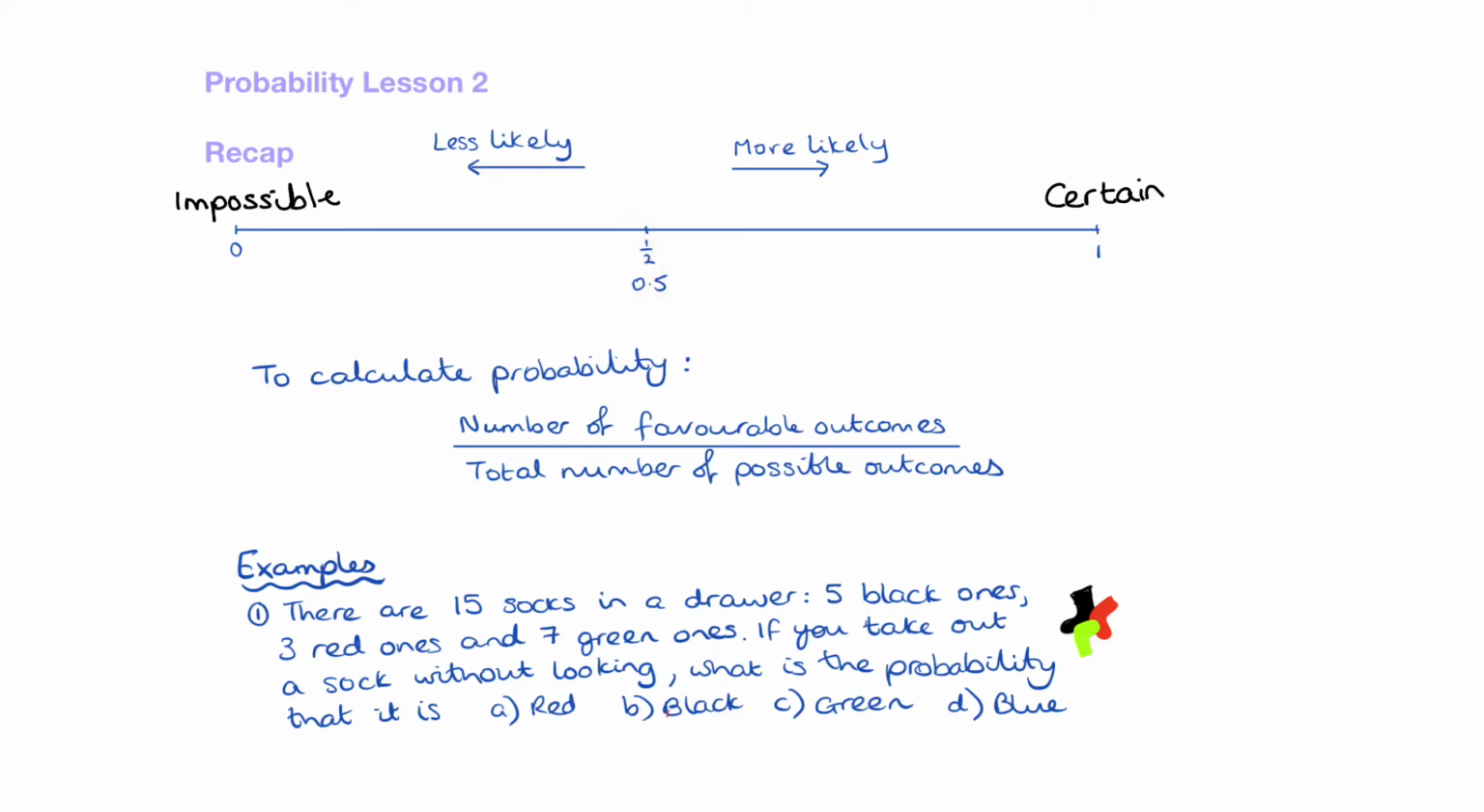And then if we come somewhere in the middle here, where the probability is a half or 0.5, different ways of saying the same thing, then we call that evens. And what that means is it's as likely to happen as it is not to happen.